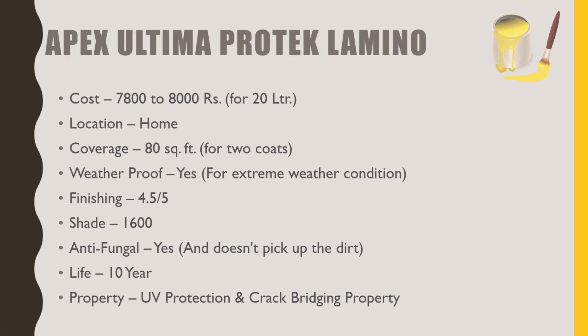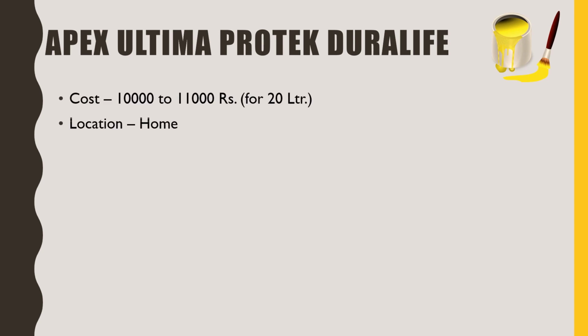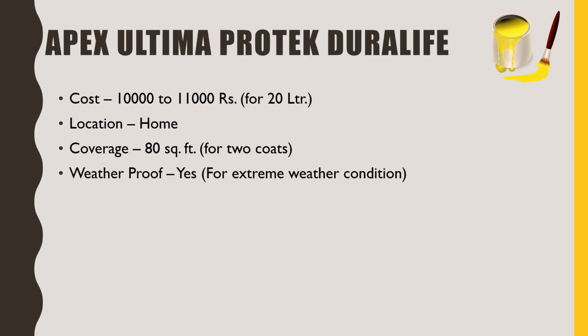And last and the most expensive paint available for the exterior painting is Apex Ultima Protek Duralife. It ranges from 10,000 to 11,000 rupees for 20-liter packaging. It can be applied in external walls of our home. 80 square feet coverage we are getting here for 2 coats in 1 liter paint. We can apply this in extreme weather conditions, as this is 100% weatherproof. And here comes the main thing about this paint. It gives us an excellent finishing, to which I would rate 5 out of 5.